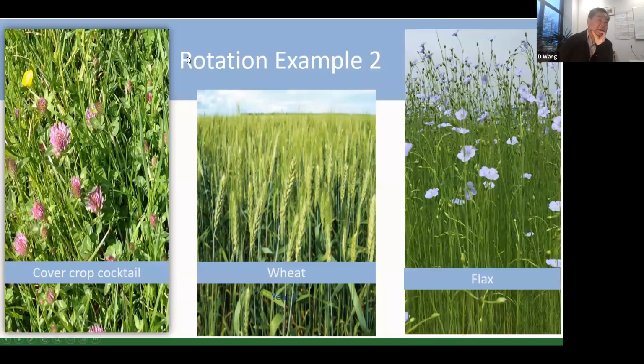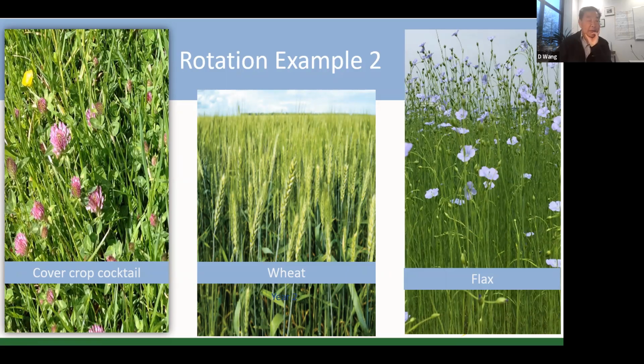And the second example is 3 years rotation. You grow a cover crop, and then you grow a high nitrogen demand crop, wheat, and you could have not only high yield, but also high protein content. So that would help to achieve your financial goal. And 3rd year, you could grow a flax.